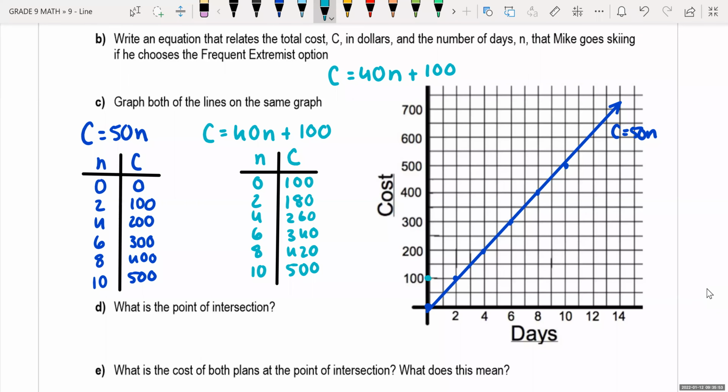So 2 and 180 will be, I think, approximately there. 4 and 260, I think we'll be right about there. 6 and 340, approximately there. 8 and 420, about there. And then 10 and 500 are going to be there. Even if your points are not as accurate as you want them to be, you should be able to very clearly see where these two lines intersect.